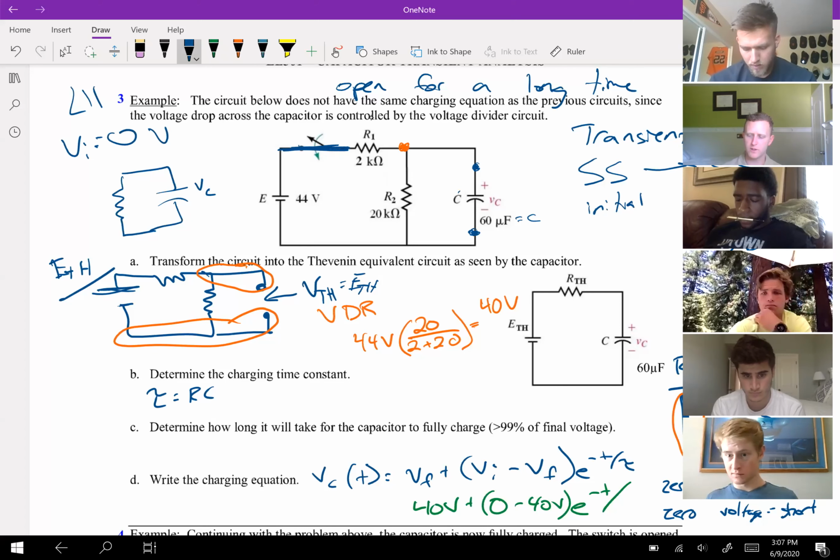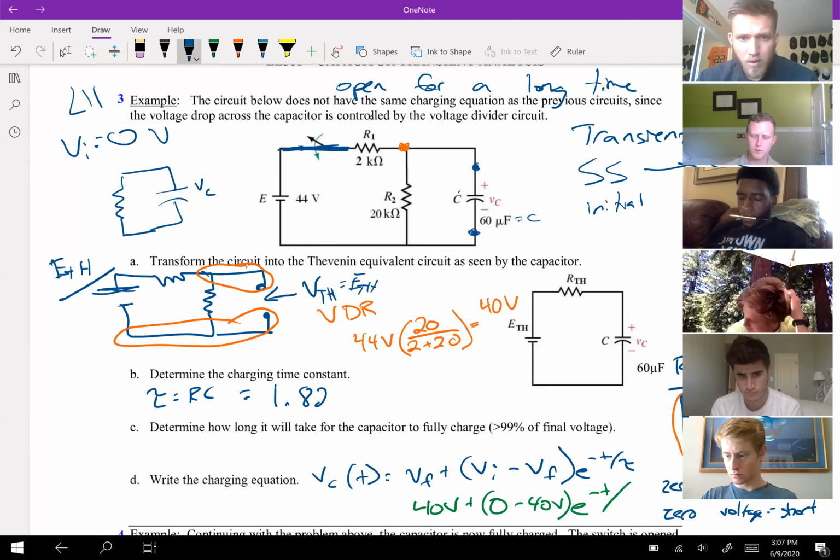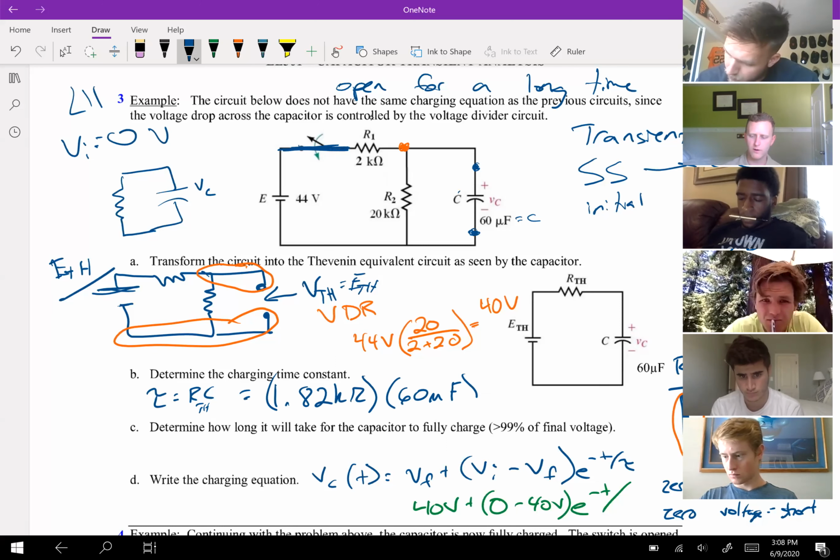so my R Thevenin is equal to 2 paralleled with 22. What that comes out to is 1.82 kilo ohms. So in this case, I have 1.82 kilo ohms. That's that R Thevenin. The capacitance is 60 microfarads.